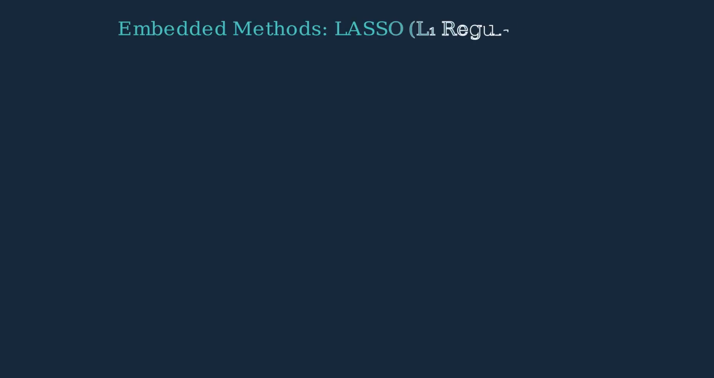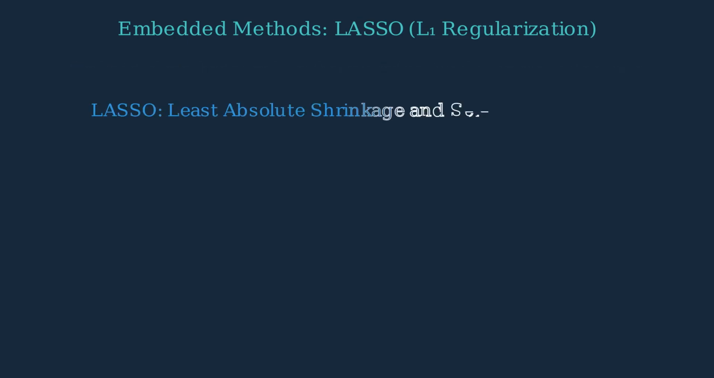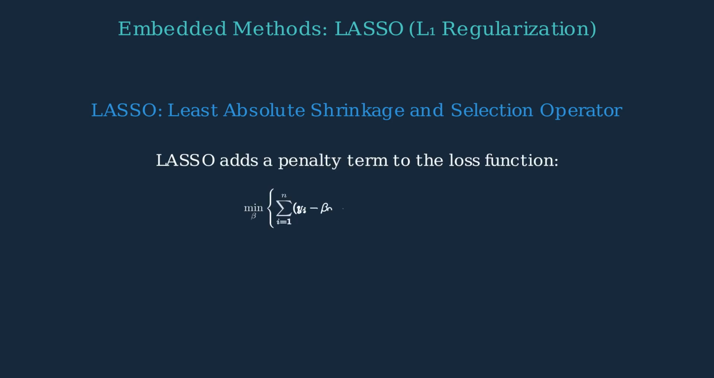Embedded methods perform feature selection as part of the model training process. LASSO, which stands for Least Absolute Shrinkage and Selection Operator, is one of the most common embedded methods for feature selection. LASSO adds a penalty term to the loss function, which is based on the absolute value of the feature coefficients. This L1 penalty term, shown in yellow, is what makes LASSO special. It's proportional to the sum of the absolute values of the coefficients.